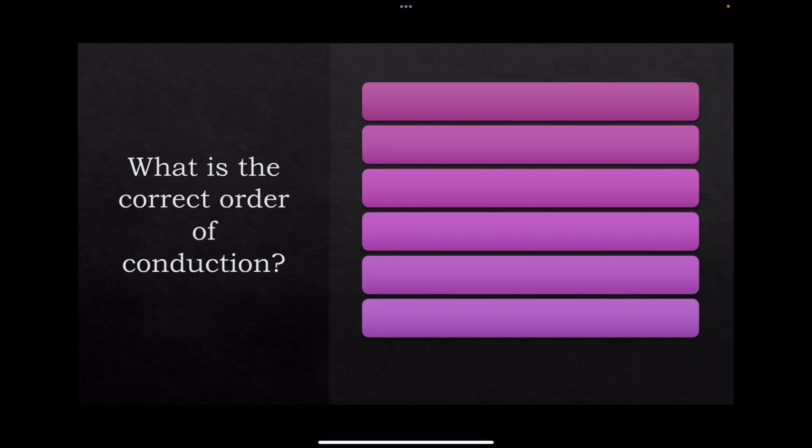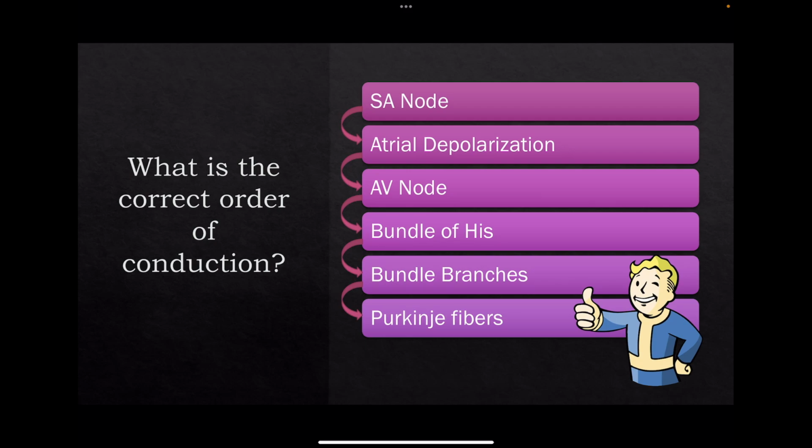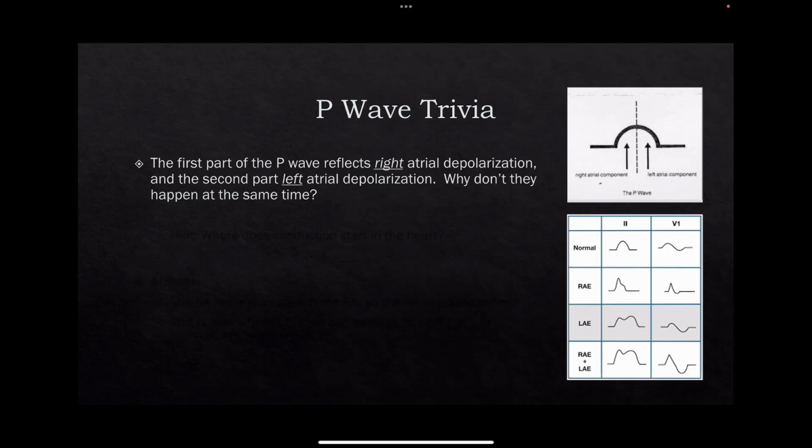Okay, so what's the correct order of conduction? SA node, atrial depolarization, then the AV node, and then what? Bundle of His, bundle branches, and then your Purkinje fibers. Okay? Okay, so P wave trivia.